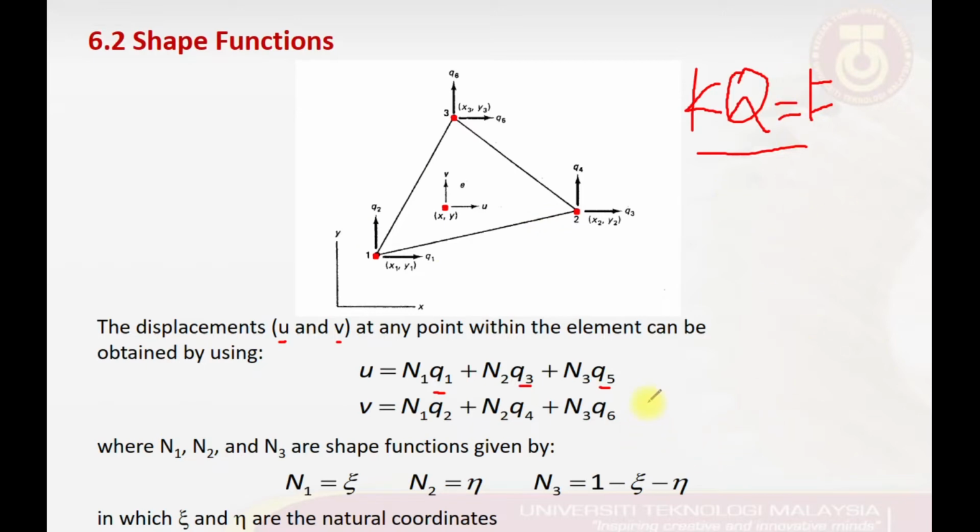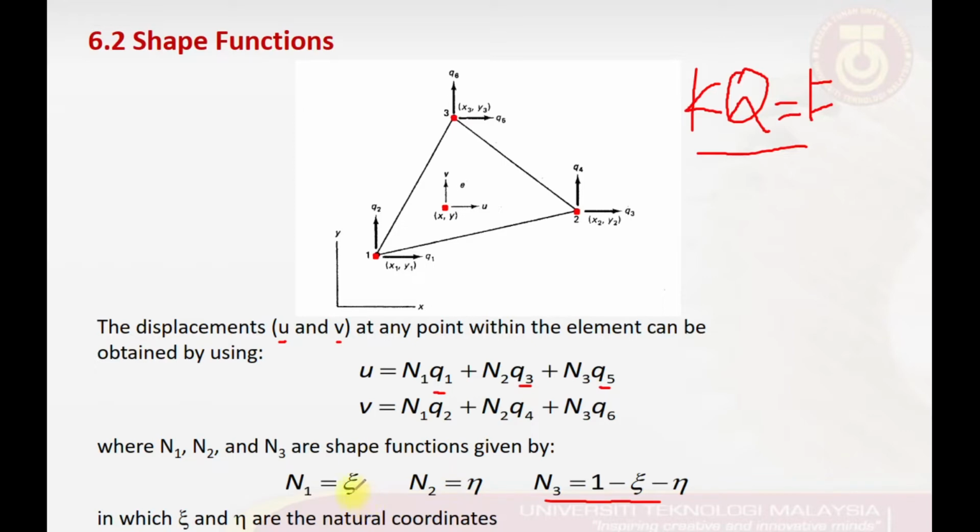In this field displacement equation we have N1, N2, and N3, which are known as the shape functions, and given by N1 equal to zeta, N2 equal to eta, and N3 equal to 1 minus zeta minus eta, where zeta and eta here are the natural coordinates.